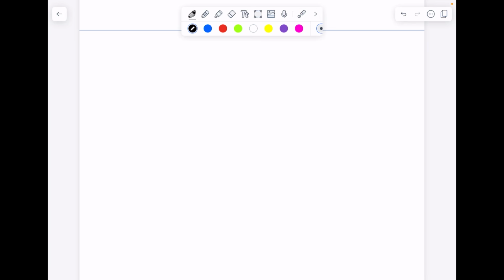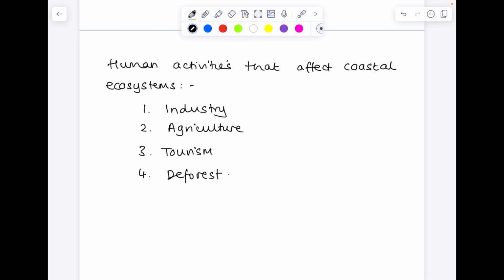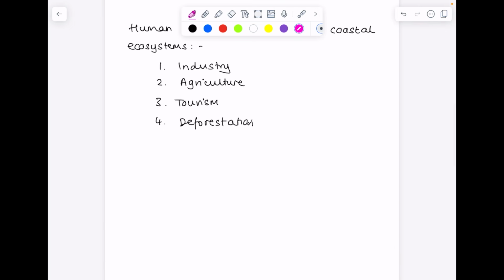Now we're considering how coastal ecosystems are threatened by people and their activities. So what human activities affect coastal ecosystems? Well, to briefly summarize, they can be subdivided into industrial activities, agricultural ones, so ones relating to farming, tourism activities, so people going on holiday, as well as deforestation, so that means cutting down vegetation and trees. So let's take each of these in turn. So number one, industry.